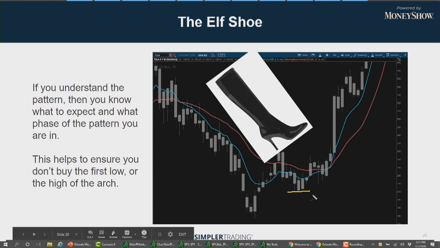You're going to say, okay, I'm looking for it to come back down, test these lows, and then off it goes. Now the distance between the moving averages is much smaller, and now they can cross. Going back to what we were talking about earlier, looking for that 8 and 21 cross, and off it goes.